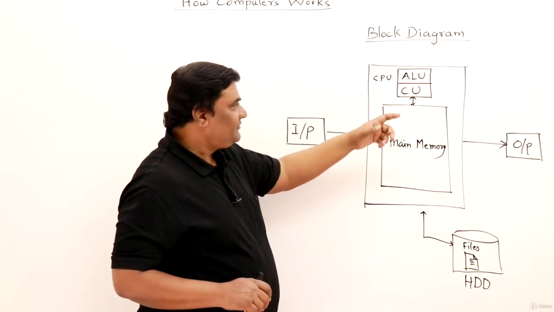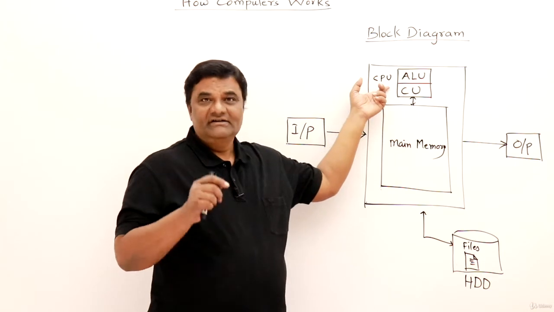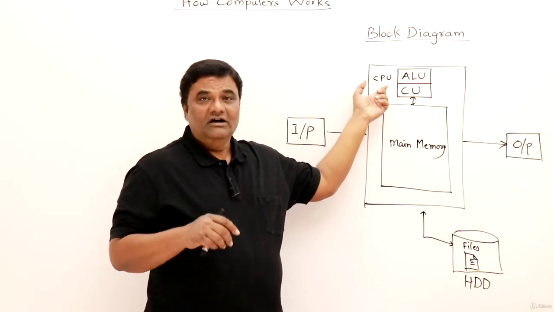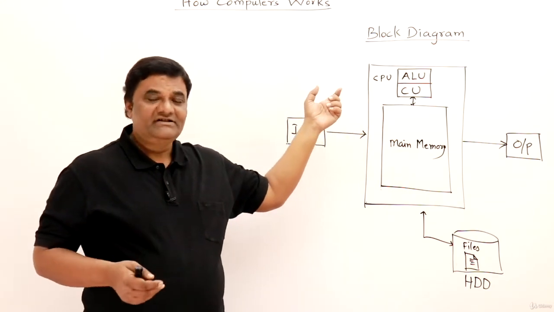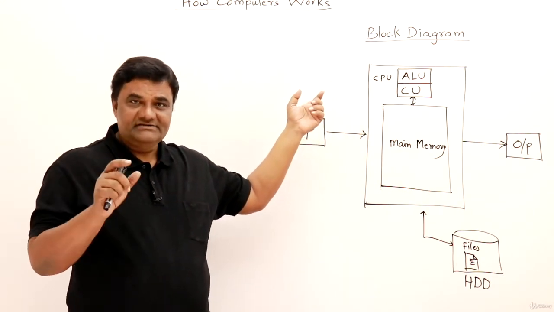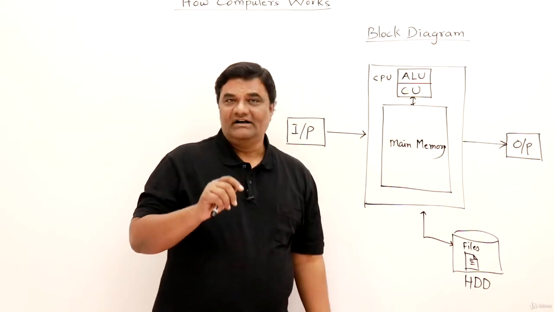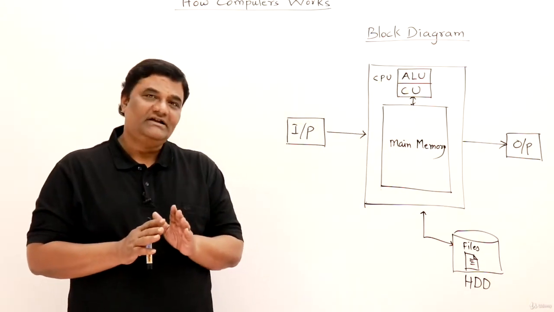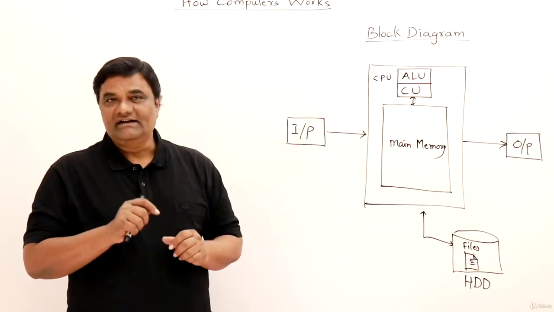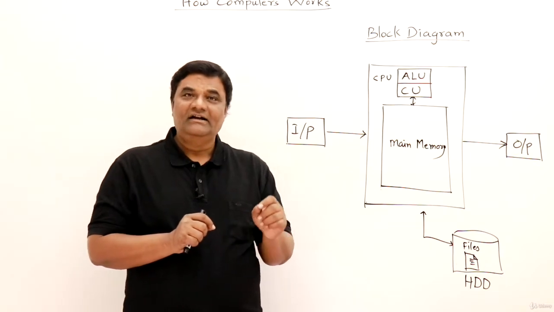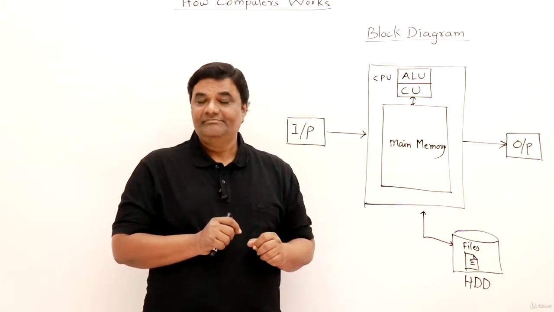The heart of the computer is the CPU, that is central processing unit or microprocessor, or if you say present day processor, that is i3, i5, i7, these processors. Now this processor will have two parts, that is arithmetic and logical unit and control unit. So what is that? The arithmetic and logical unit can perform arithmetical and logical operations, basic operations.